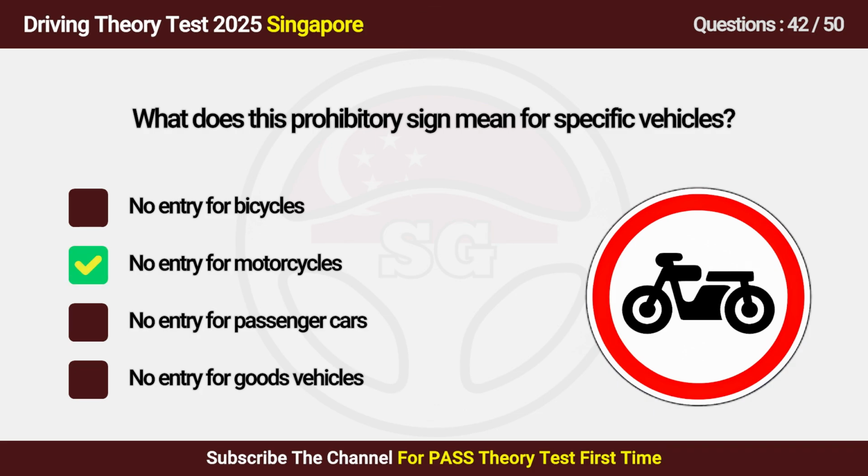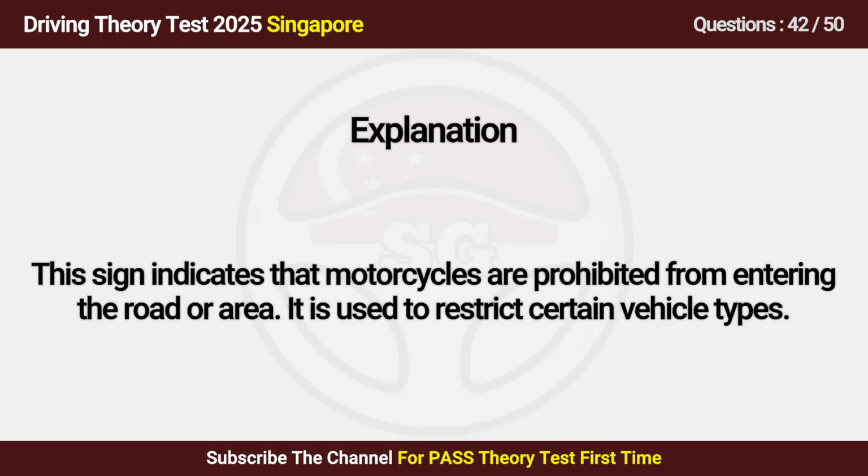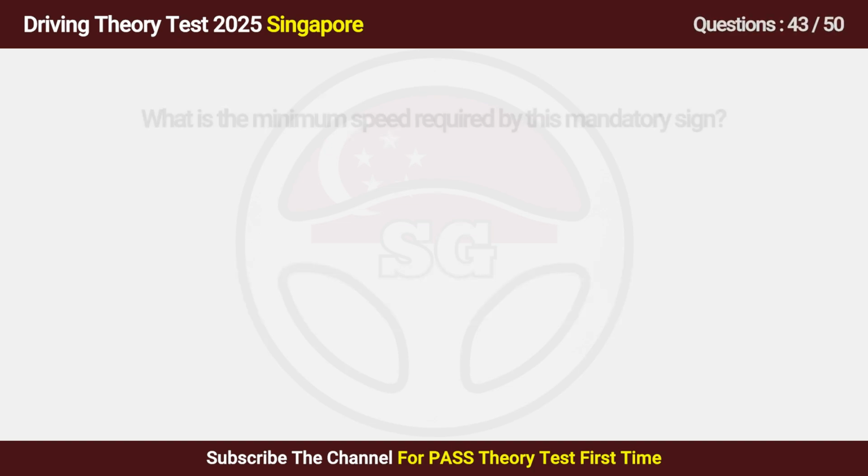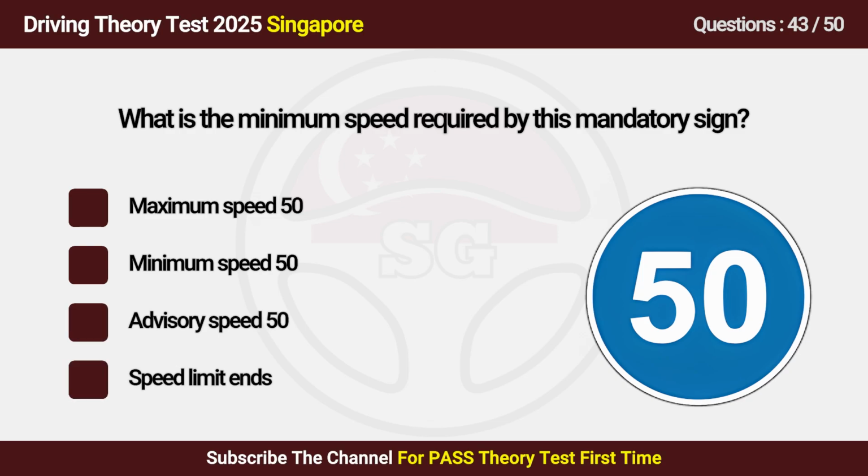Answer is B. No entry for motorcycles. This sign indicates that motorcycles are prohibited from entering the road or area. It is used to restrict certain vehicle types. Question 43. What is the minimum speed required by this mandatory sign? A. Maximum speed 50. B. Minimum speed 50. C. Advisory speed 50. D. Speed limit ends.